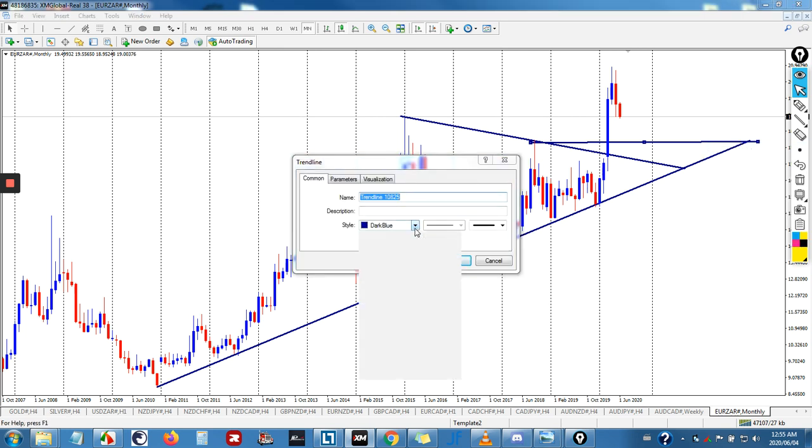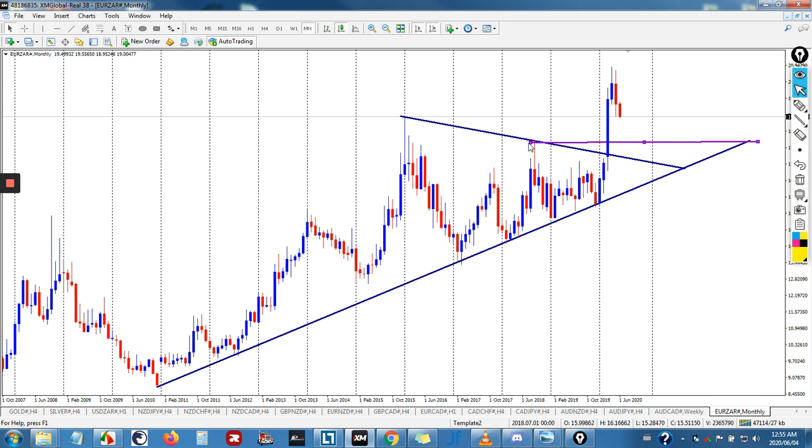I'll change color for this one, different color, maybe purple. I'll take only from here. I'll confuse you, my friends, and take this trend line and extend it, maybe, and extend this trend line all the way to the history, to the past. That will confuse you.